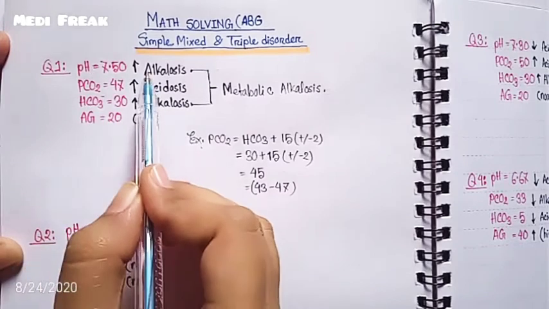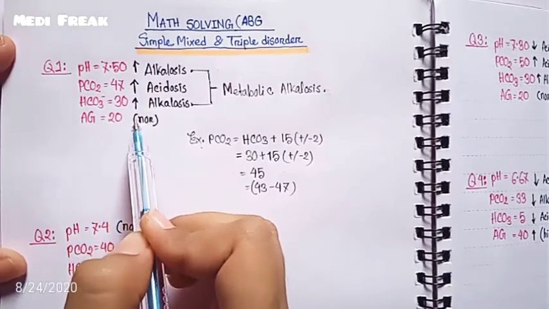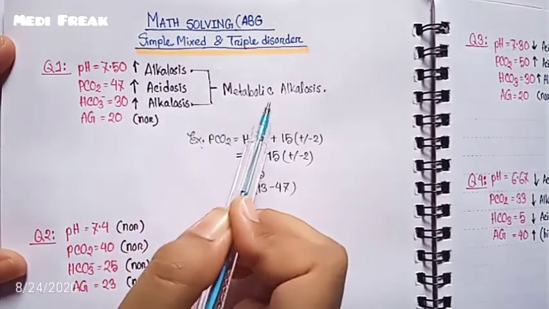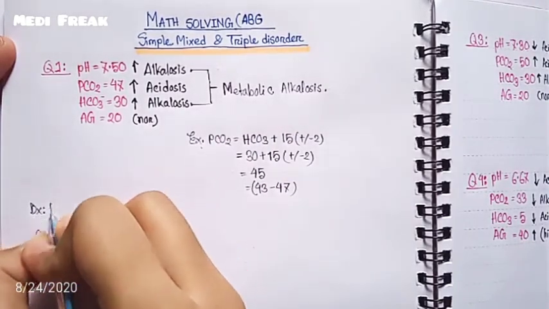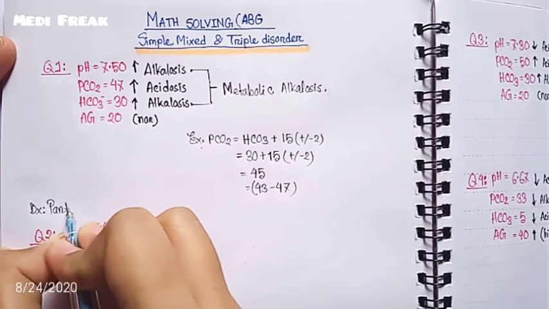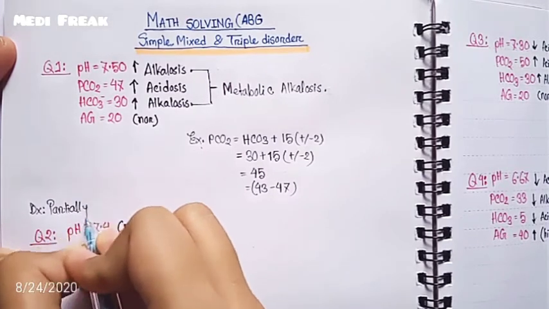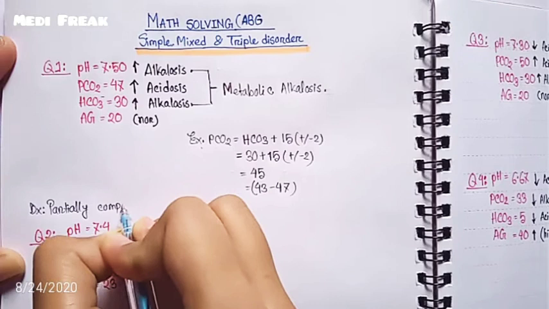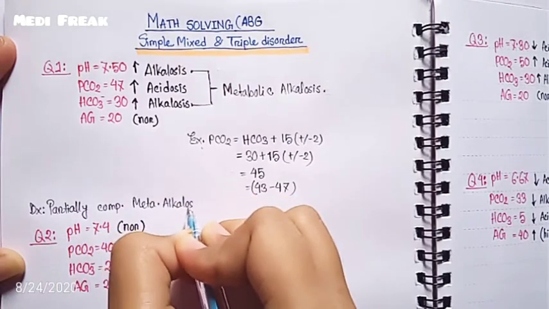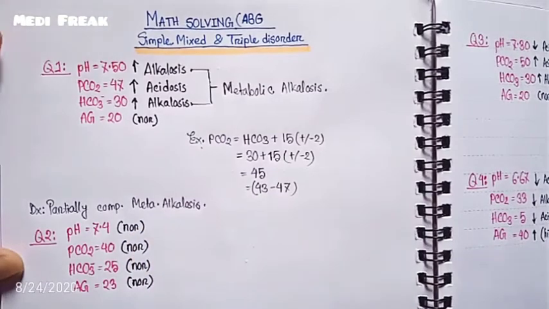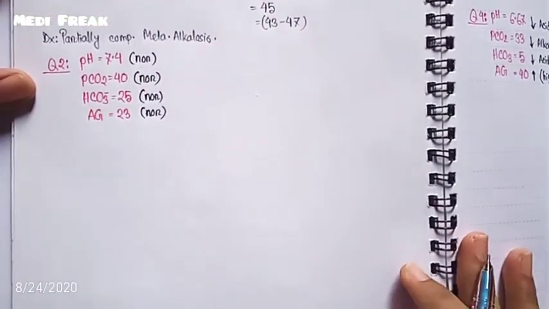Here all the parameters are abnormal, so we can say it is a partially compensated metabolic alkalosis. So our final dx is partially compensated metabolic alkalosis. Okay. Next, question 2.